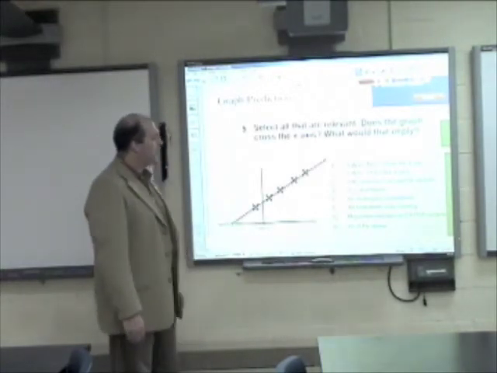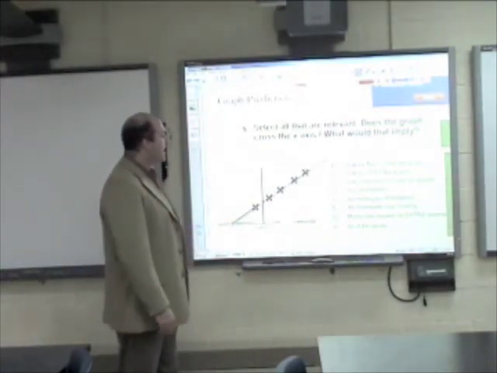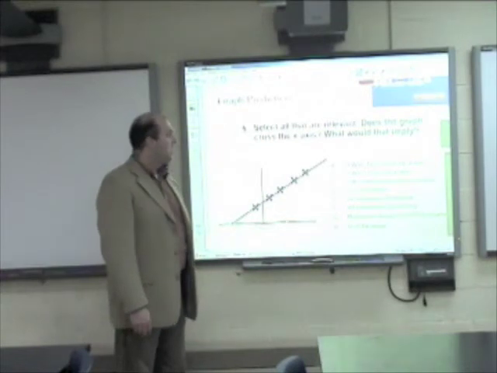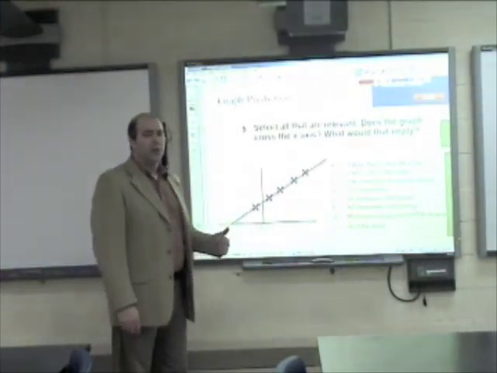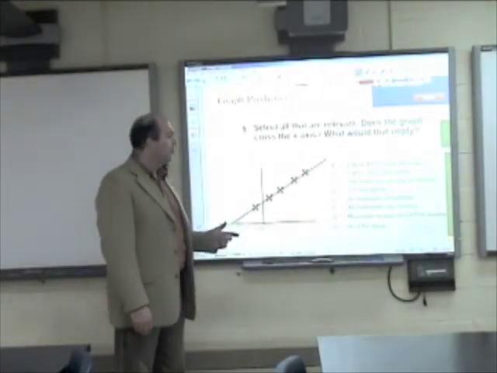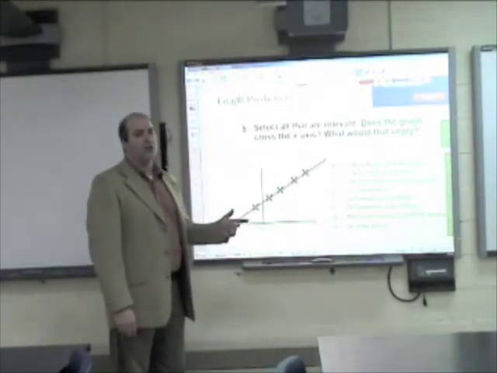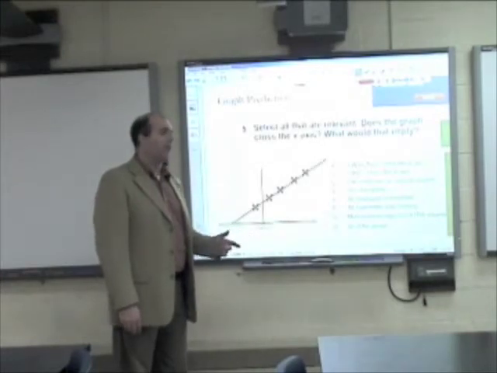So this is kind of a trick question. Can it cross the x-axis? No, it can't. If it did cross the x-axis, it would mean, one, that the molecules would disappear, or two, the molecules would occupy no extra volume, which means motion has to stop, and we can't do that.